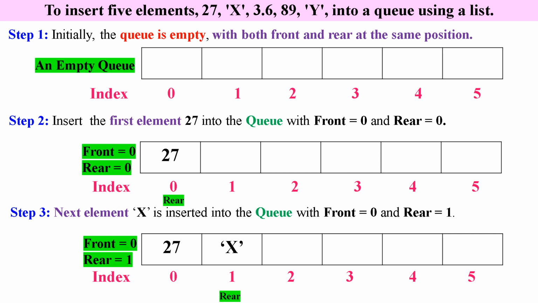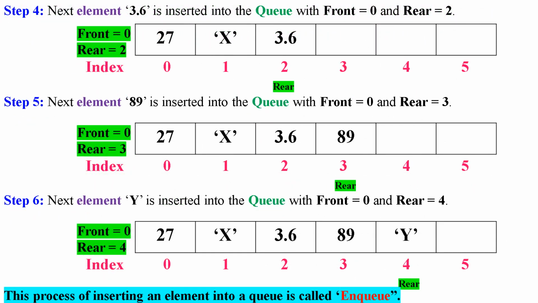Queue becomes a list containing element 27. Step 3. Next element x is inserted into the queue with front equals 0 and rear equals 1. Rear is incremented by 1 and the queue becomes a list containing 27, x. In step 4. Insert another element, 3.6, into the queue with front equals 0, rear equals 2. So rear is incremented again and the queue becomes a list containing elements 27, x, 3.6.